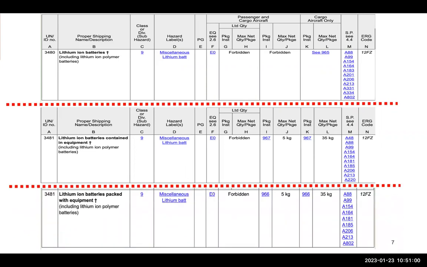So when it comes to the lithium-ion batteries packed with equipment, as you can see, we have the same quantity, but what differs right here is the proper shipping name and the packing instruction. For contained in equipment, we do have packing instruction 967. For packed with equipment, we do have packing instruction 966.